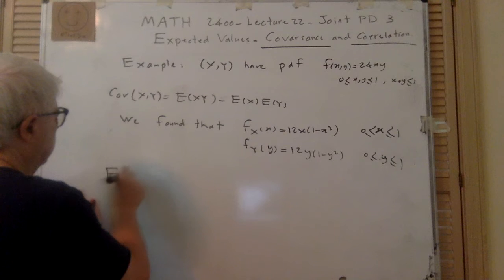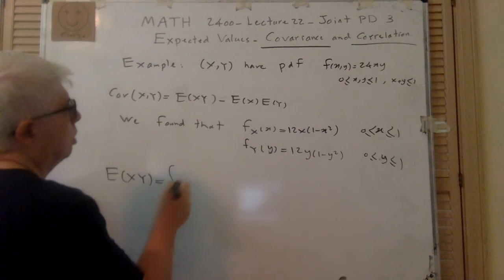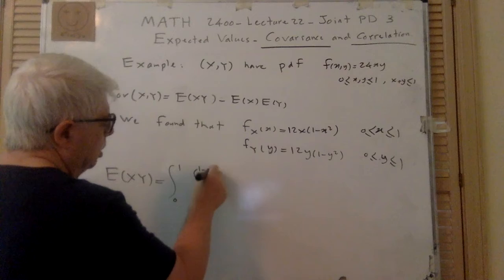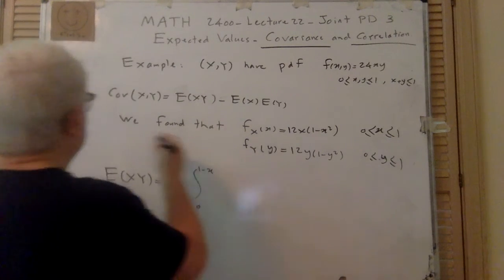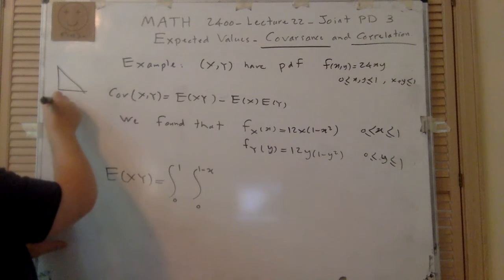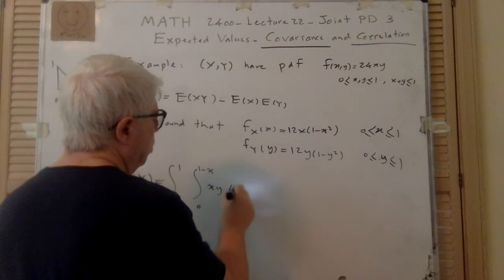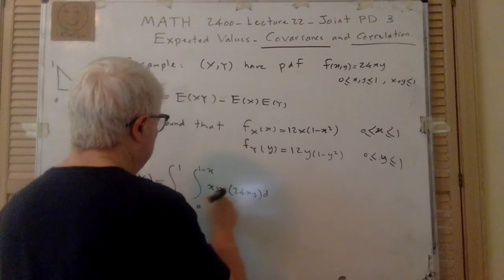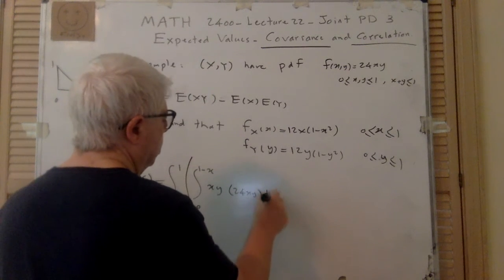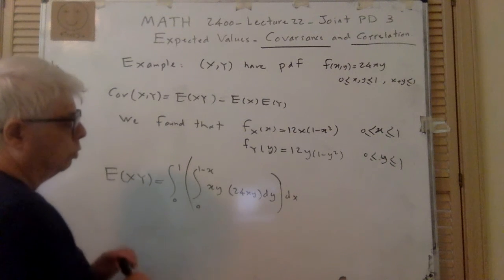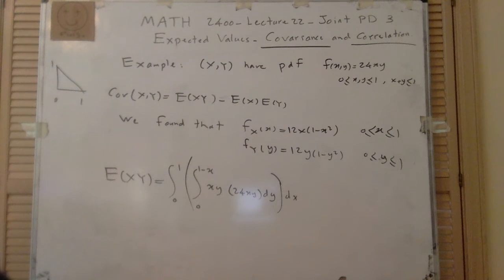So what is E[XY]? E[XY] is simply the integral where x is from 0 to 1, and the other one, remember, was 0 to 1 minus x. Okay, so that is the triangle. Then I have xy times f_XY, 24xy, where x is the outer variable and y is the inner one, so that's xy times 24xy dy dx, and I guess the book has calculated this. It is 2/15.